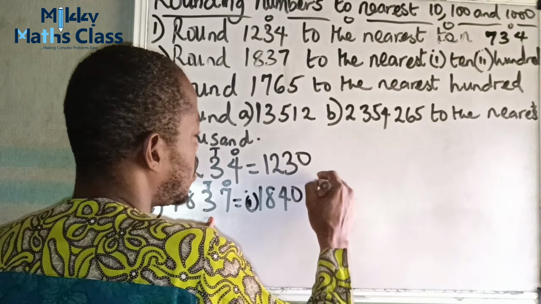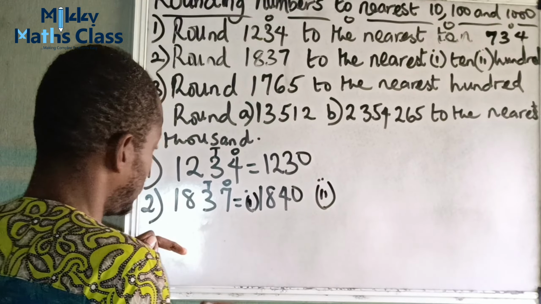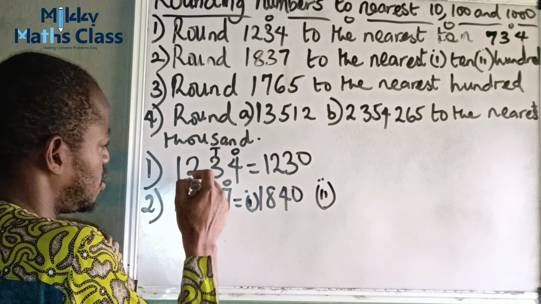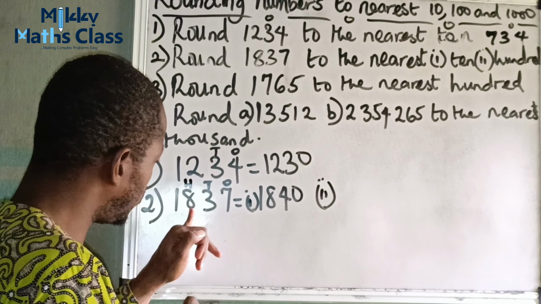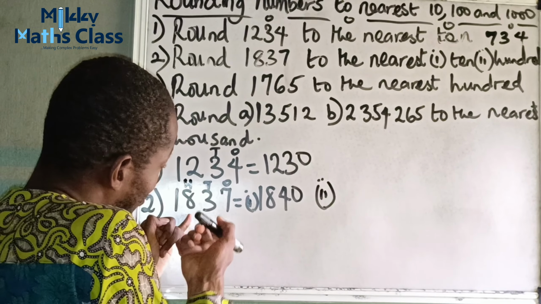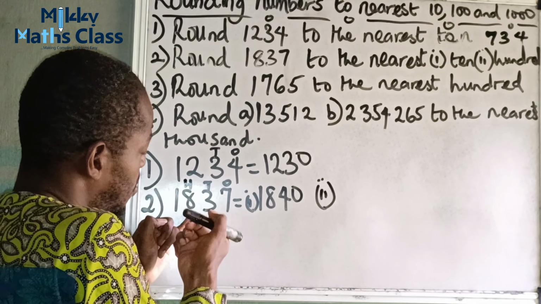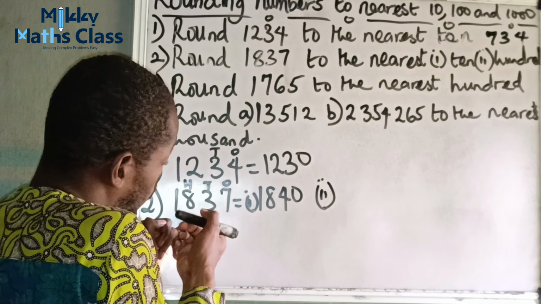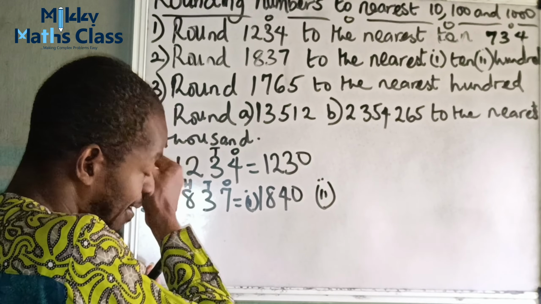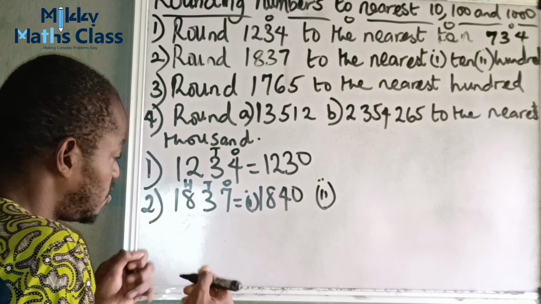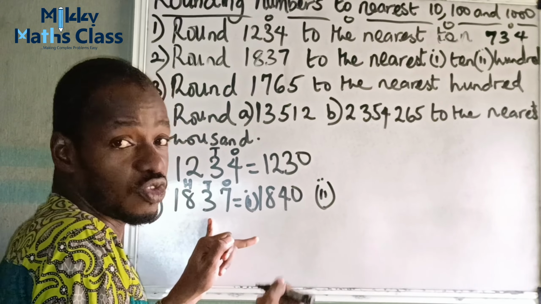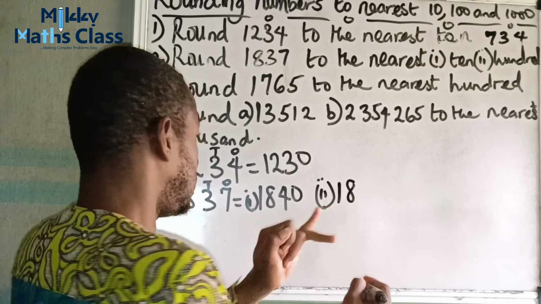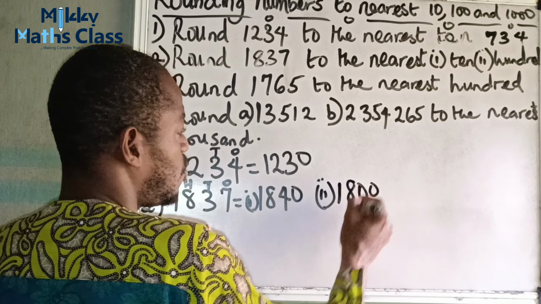Now it says you should round to the nearest 100. Now this is ones or units, tenths, and 100. The same way, because I'm going to the 100 part, I will check the digit before it, which is the tenth. Is it up to 5? If it is up to 5, I round it up. If it is not up to 5, I round it down. So 3 here is not up to 5, so this becomes 18. We'll round it down. This other one becomes 00.